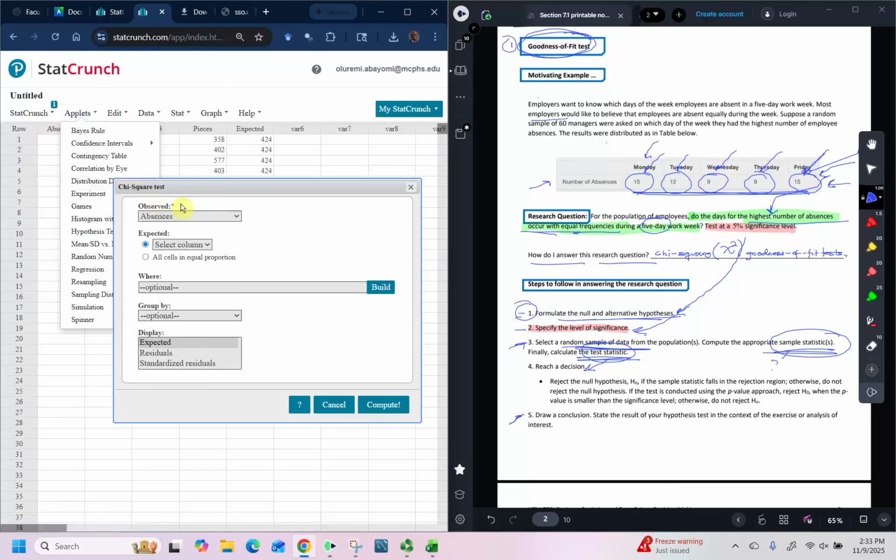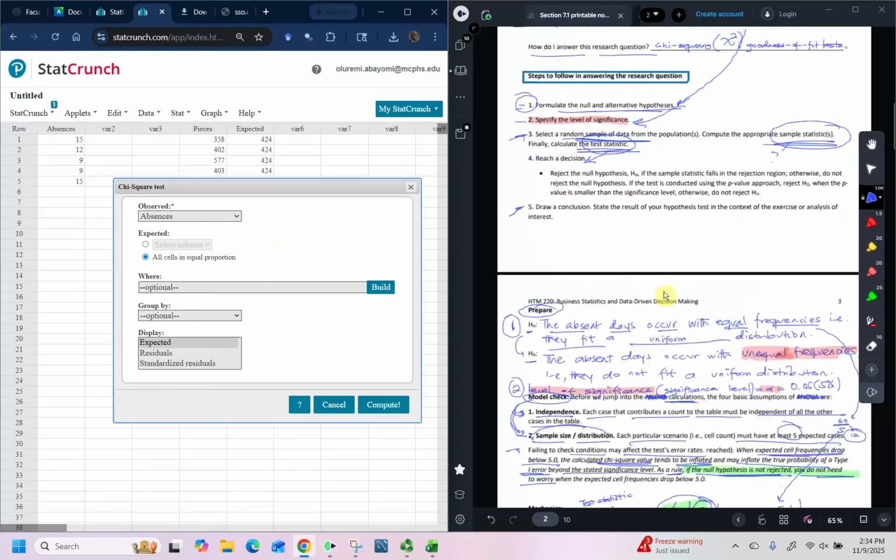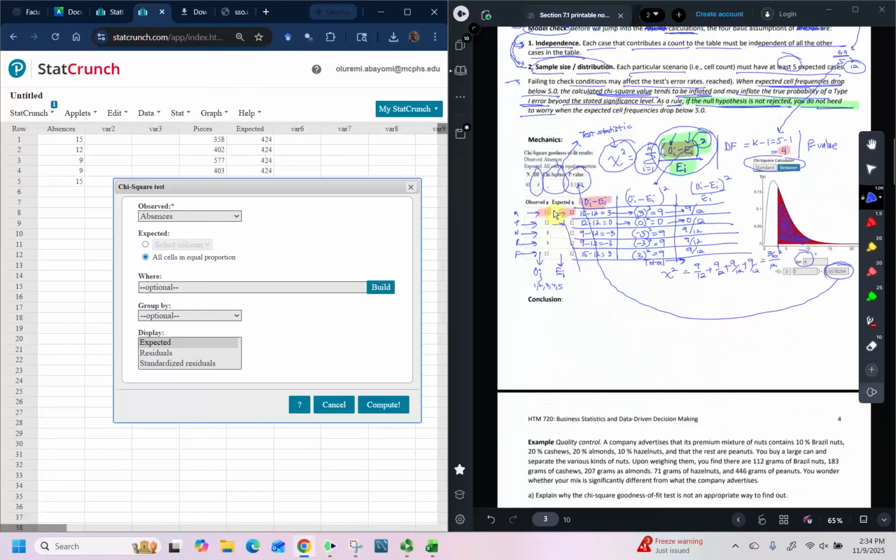Absences, absences. Then, in this case, what is my research question? I anticipate that they occur with equal frequencies. So I'm going to click on all cells in equal proportion. By clicking on this, StatCrunch will take the sum of absences, which is 60 absences, and divide by how many groups? 5. And so it will automate the process of saying 60 divided by 5 to get the 12 we had earlier here.